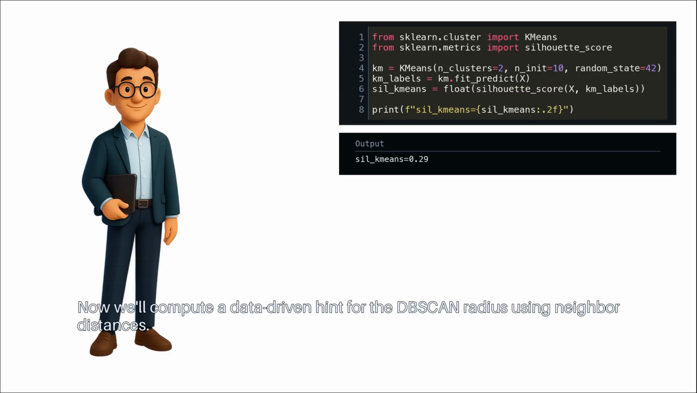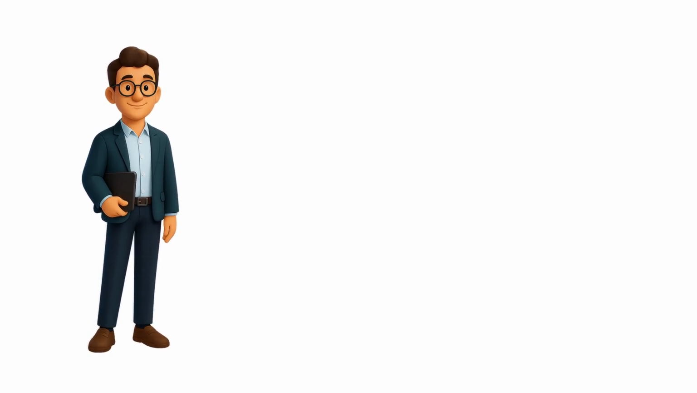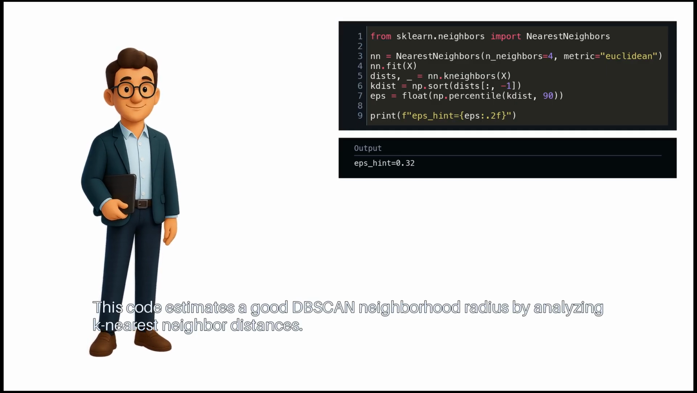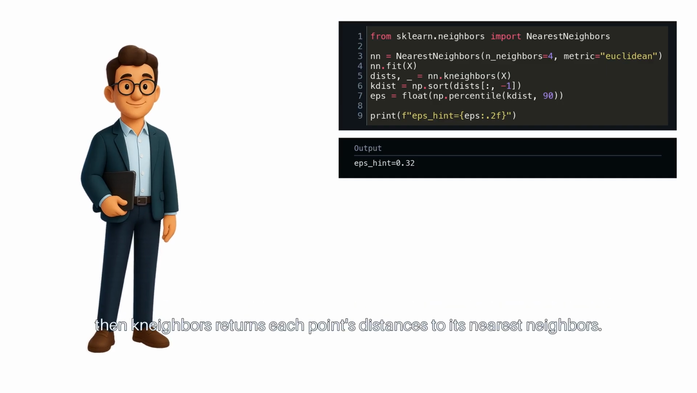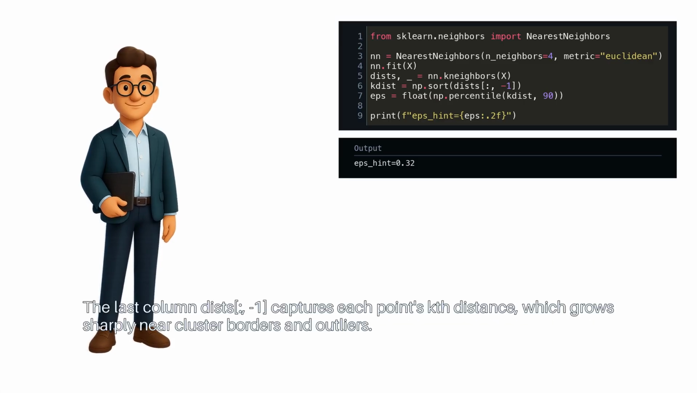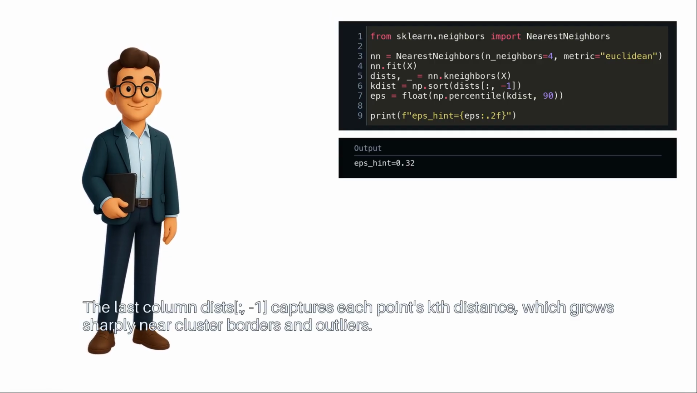Now, we'll compute a data-driven hint for the DBSCAN radius using neighbor distances. This code estimates a good DBSCAN neighborhood radius by analyzing k-nearest-neighbor distances. The NearestNeighbors model, with n_neighbors set to 4, measures local density. Then kneighbors returns each point's distances to its nearest neighbors. The last column, dists[:, -1], captures each point's kth distance, which grows sharply near cluster borders and outliers.